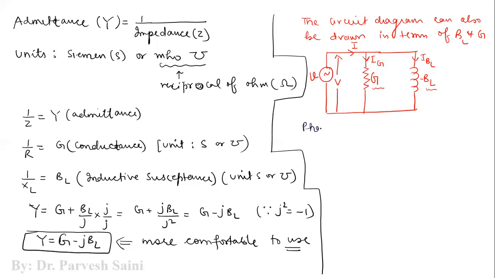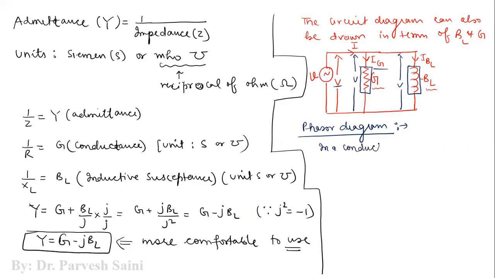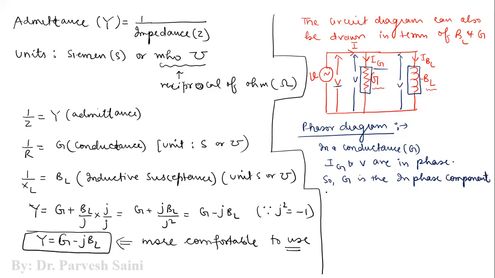So let us understand the phasor diagram. As you can see here, this current IG and this voltage, because this component has the same voltage V, and this component also has the same voltage V. So in conductance G, IG and V are in phase. So G is the in phase component of Y.